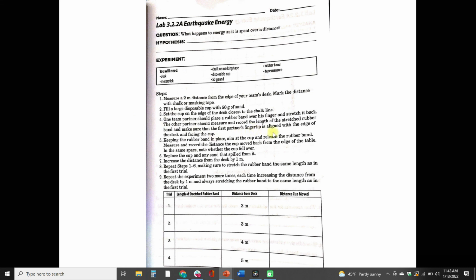And this part that says aligned with the edge of the desk, you're not touching the desk. You're just not shooting at it while standing up. You're going to have to bend down so that you're at eye level with the desk. And then you're just going to try to shoot at the cup. And then you're going to move back and shoot at it again. Now, if you miss completely, try again. You're trying to hit the cup. Replace the cup and any stuff that falls out of it. I was thinking you could even throw a couple marbles in there or something. And then you're going to keep increasing the distance, and you're going to record the distance that it moved and the length of the stretched rubber band.